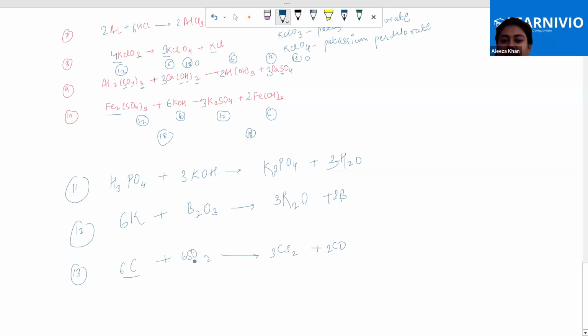Let's check it. 6C and how many? 3? No, dear. Here I have 3C and 2C. Oh, only 5. Check where you have made the mistake. So this will not be correct. It should be 5C. So this should be 5C.